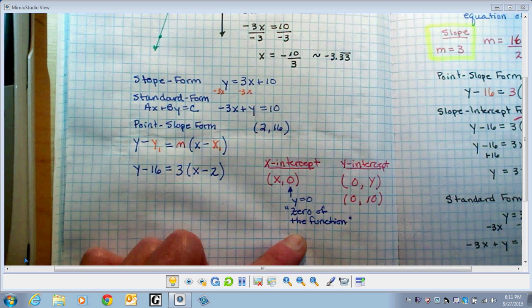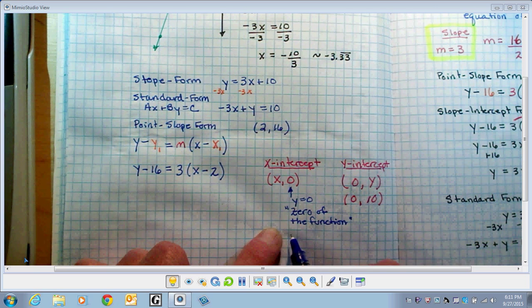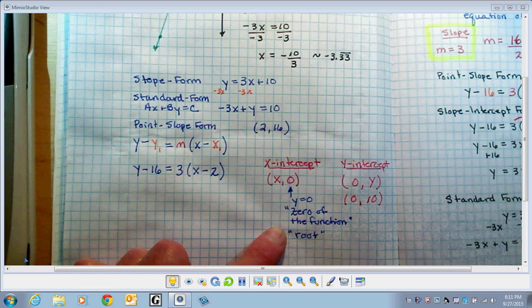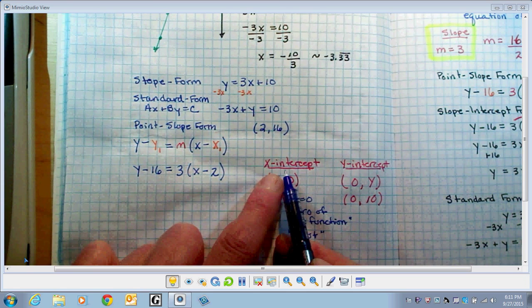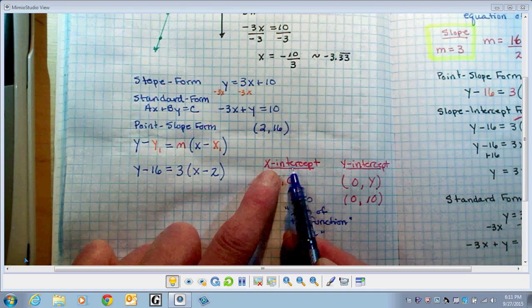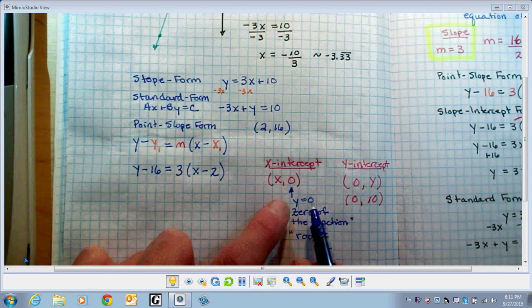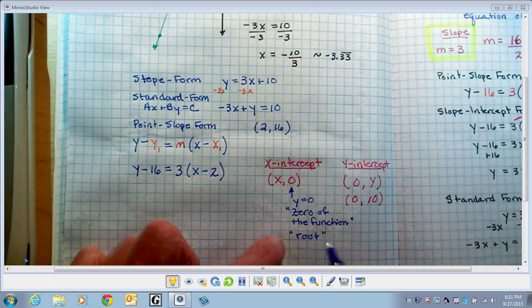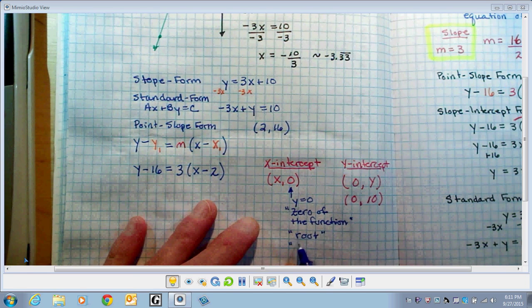Okay? That's fondly called the zero of the function. There are other things we call it too, and I'm going to go ahead and tell you what those are now as well. It's also known as root. Of course, it's known as x-intercept. So we have the x-intercept, we have y equals 0, we have the zero of the function, we have the root, and we have the word solution.